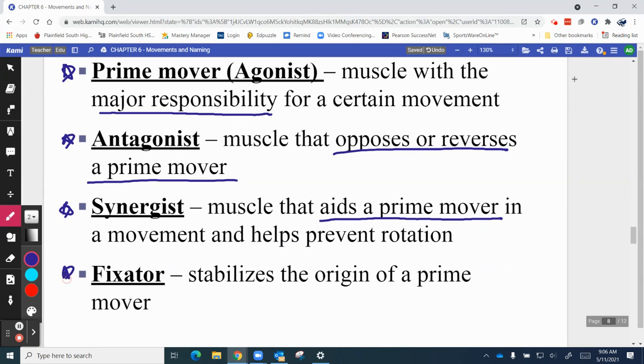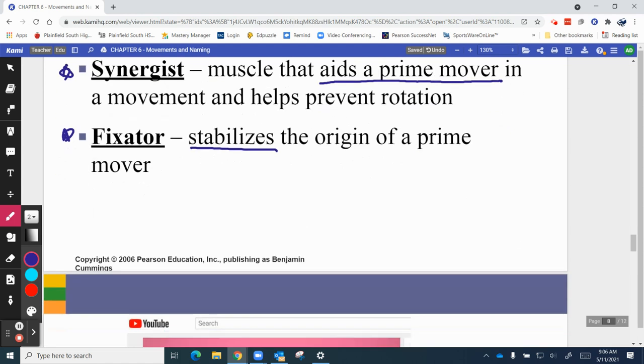We also have some fixators. Those are ones that stabilize a lot of that movement. All right, so a lot of the muscles of your back are fixators. They're necessary to be able to do all this motion we have at the shoulder, and without it, we can then end up with some unintended movements that we don't want that usually can lead to injuries.